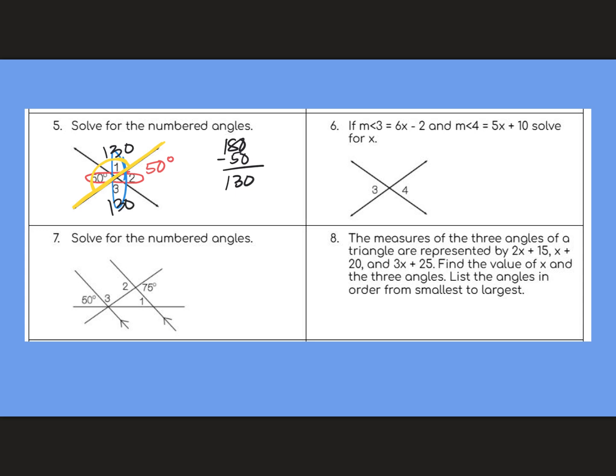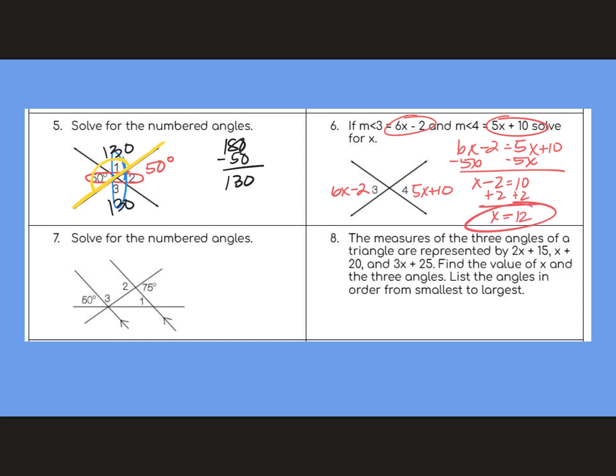6 is the same idea, but we're going to have to solve for x. So angle 3 is 6x minus 2 and angle 4 is 5x plus 10. Since they're vertical angles, they equal each other. So we'll subtract the 5x. After this, we're going to add 2. And x is 12.